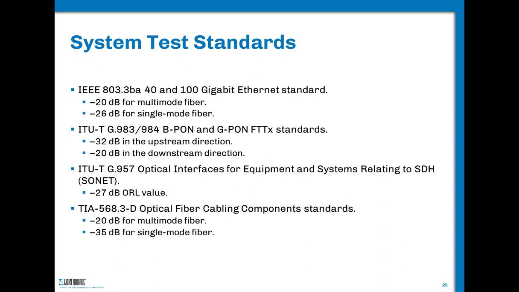In the transmission standards, the IEEE 802.3 Ethernet standard, but the BA version, which is for 40 and 100 gigabit Ethernets, gives different values for multi-mode and single-mode fibers. And again, we're seeing some of these legacy numbers, and these are optical return loss numbers, which are extremely low and should be higher. Where the ITU telecommunication group numbers are concerned, we're seeing more practical levels. And these just happen to be the BPON and GPON FTTX standard values. And then we have the G.957, which is a SONET interface standard, giving us the minimum optical return loss values as well.